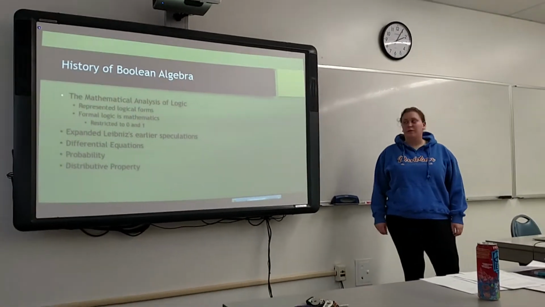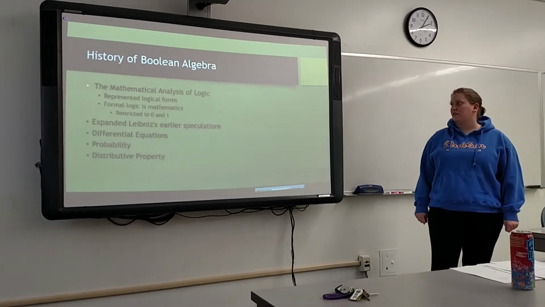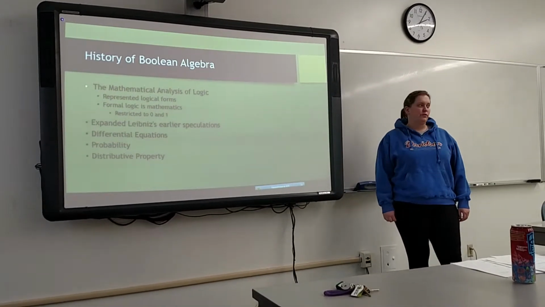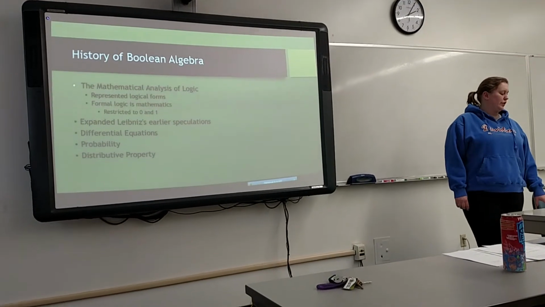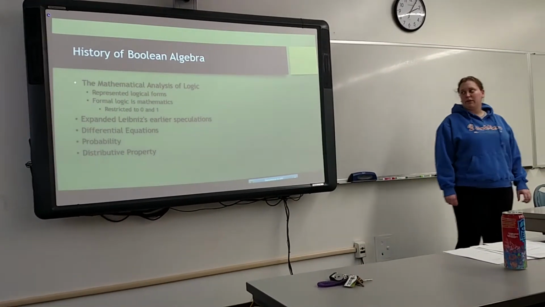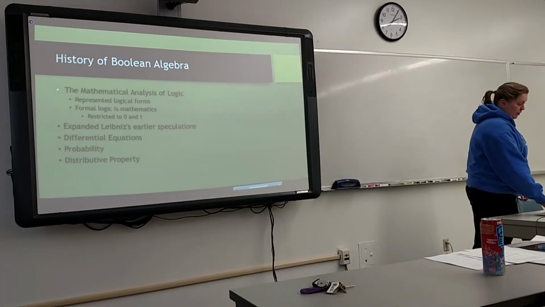of Boolean algebra. He wrote the paper The Mathematical Analysis of Logic, which represented logical forms, and it's the form of logic used with 0 and 1. He expanded Leibniz's earlier speculations and did work in differential equations and probability, and he first discovered the distributive property.